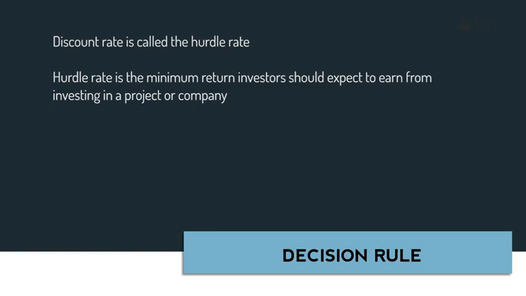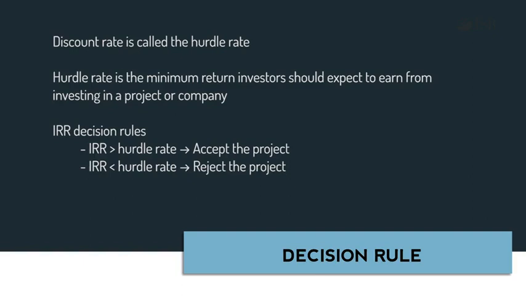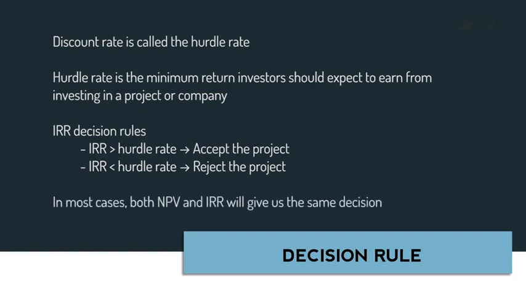Any return greater than the hurdle rate tells us that the project or company earns more than what investors want as compensation for risk. Our decision rule for IRR is: if the IRR is greater than the hurdle or discount rate, we should accept the project. Otherwise, we should reject the project. In most cases, both NPV and IRR will give us the same decision. If IRR is greater than the hurdle rate, then NPV will be positive, while if IRR is less than the hurdle rate, then NPV will be negative. We will look at some exceptions to this rule later in the course when we talk about the drawbacks of these methods.